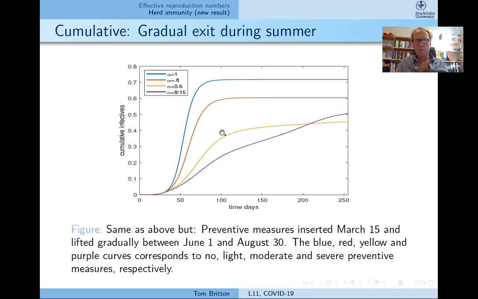Then the corresponding curves look like this. So also here, the lockdown has a slightly bigger outbreak, but if we lift things slower, these two curves will coincide.